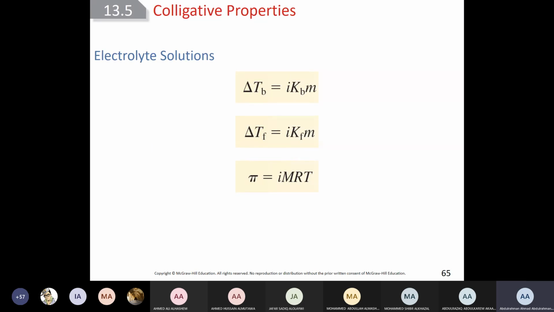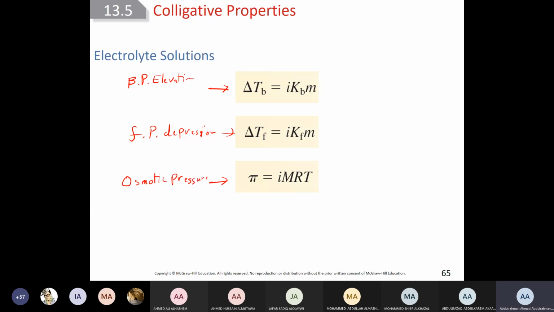Now, the 3 equations which we talked about. What's the name of the first equation? Boiling point elevation. And this equation? Freezing point depression. And the last equation? Osmotic pressure. Don't forget these names, very important.